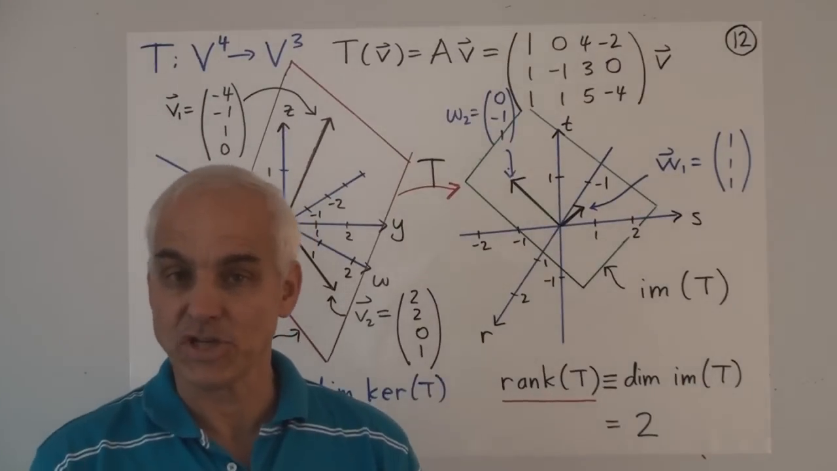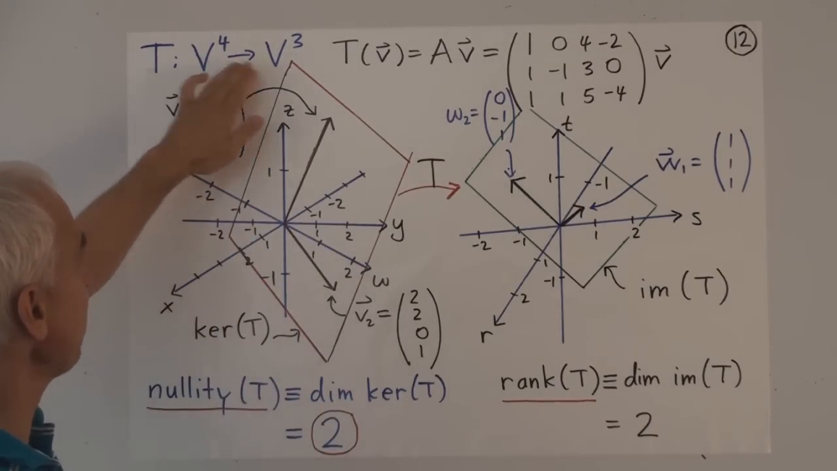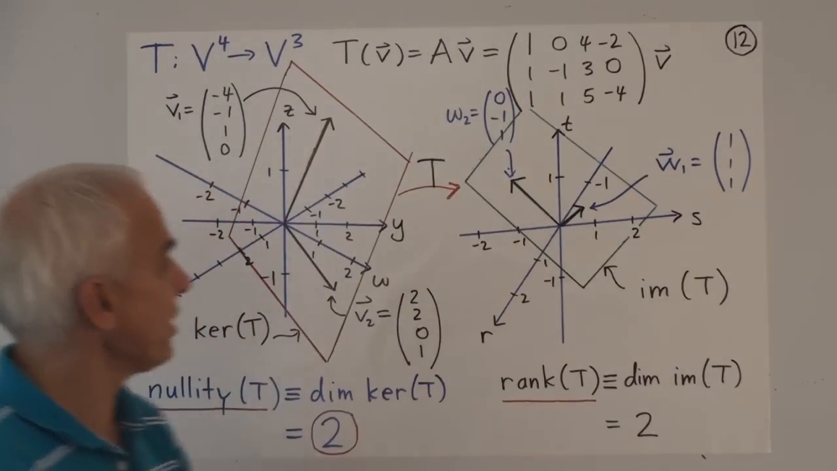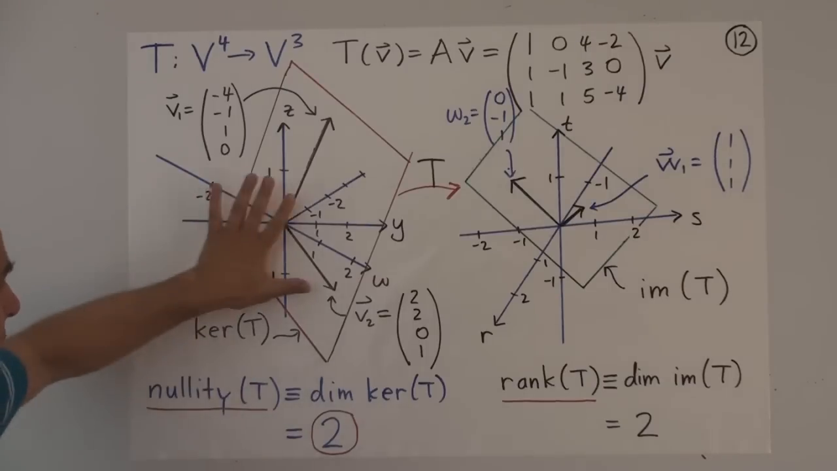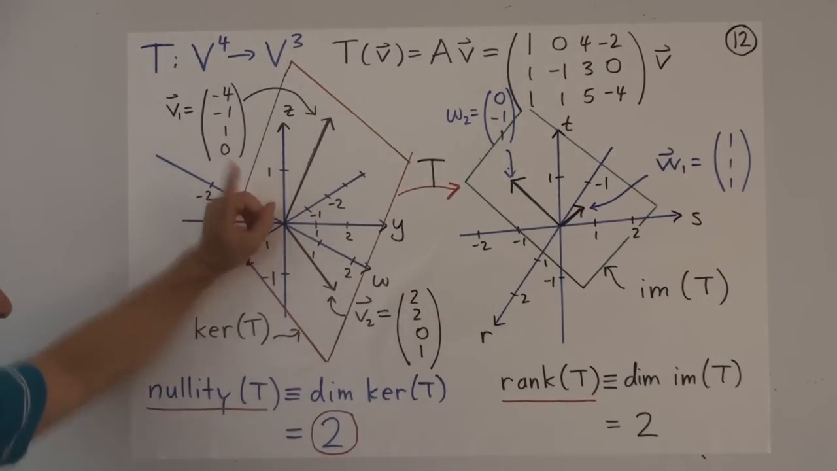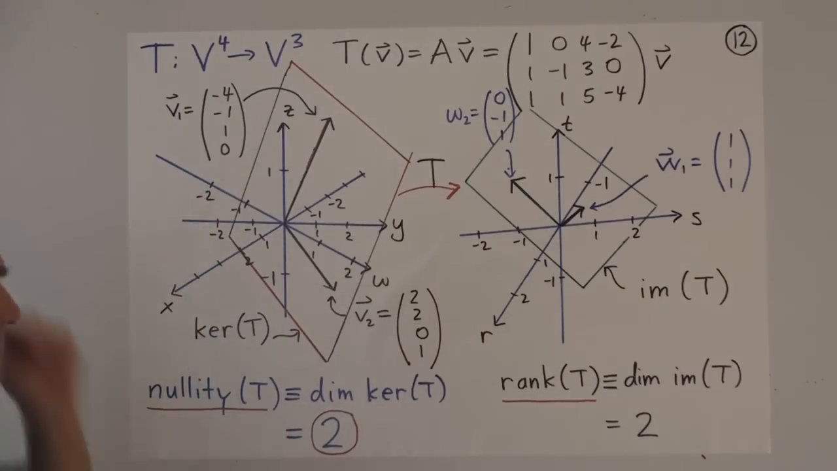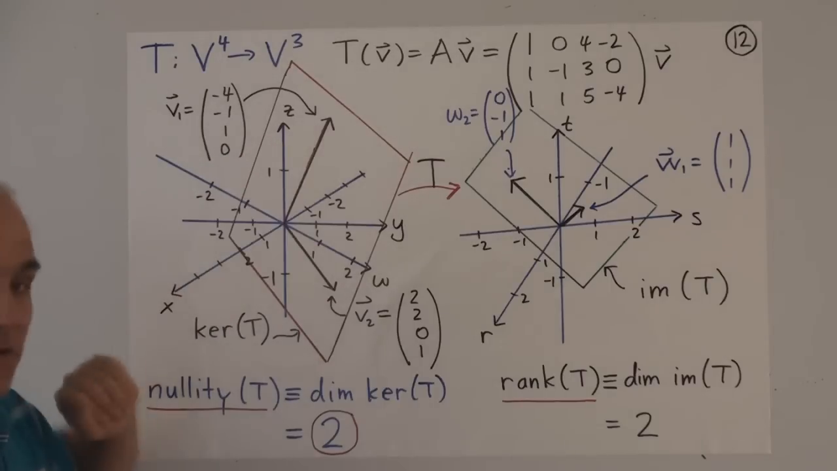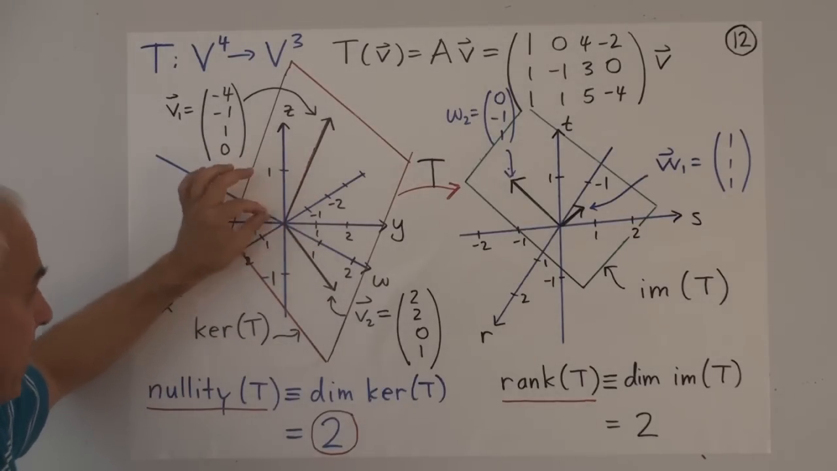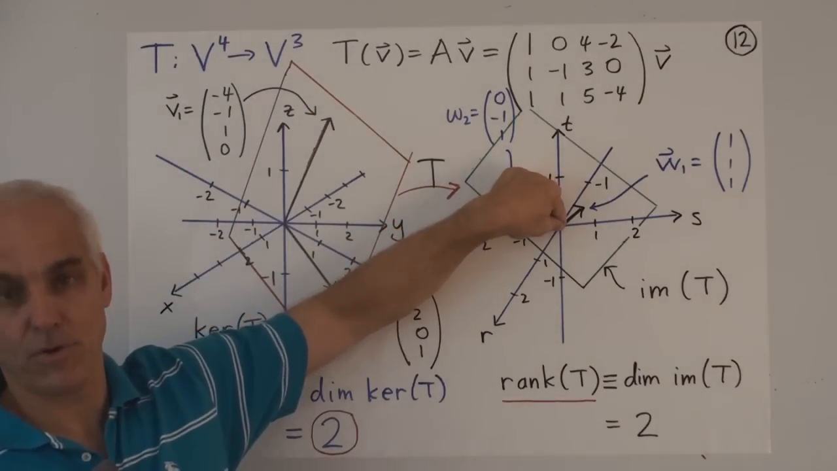We can put all this information together in a nice picture now. Our linear transformation T from 4-dimensional space to 3-dimensional space, given by multiplication by this matrix, does the following. Here's 4-dimensional space, here's 3-dimensional space. The linear transformation takes an arbitrary vector over here to some vector over here. And what we now know is that the kernel of the transformation, the vectors over here that have the kernel property, namely that they end up being killed or going to the zero vector.